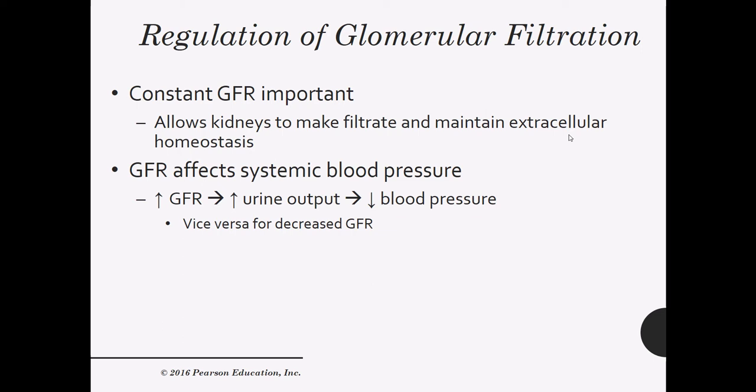If GFR goes up, that means we have more filtration happening, greater amounts of urine being made, that then decreases our blood pressure. If GFR goes down, that means we have less urine being made, which would increase our blood volume and increase our blood pressure. And so by regulating GFR, it helps us regulate our blood pressure.